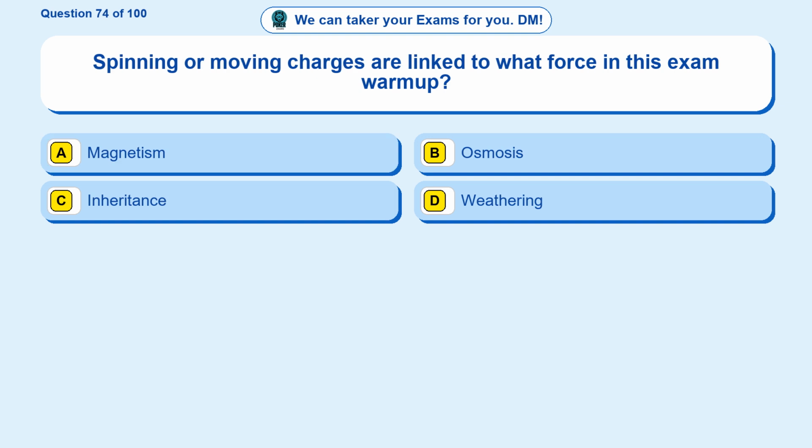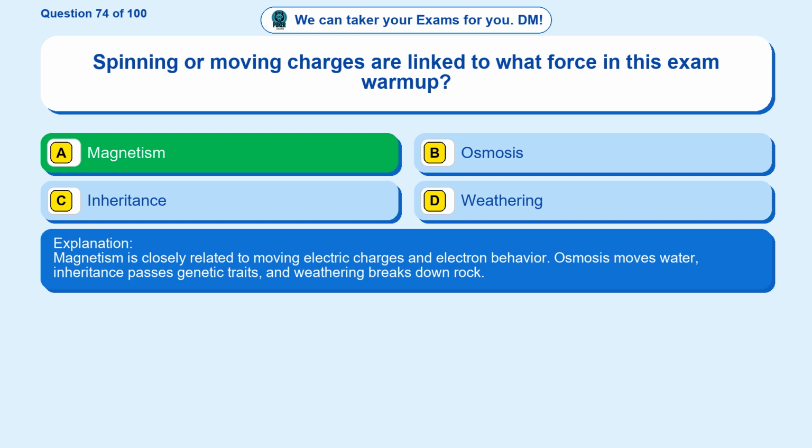Question 74. Spinning or moving charges are linked to what force in this exam warm-up? Option A, magnetism. Option B, osmosis. Option C, inheritance. Option D, weathering. The correct answer is option A. Magnetism. Magnetism is closely related to moving electric charges and electron behavior. Osmosis moves water, inheritance passes genetic traits, and weathering breaks down rock.